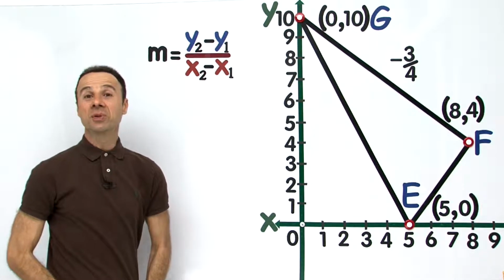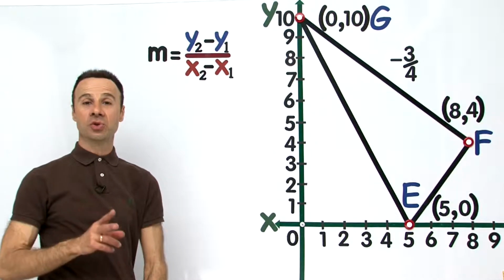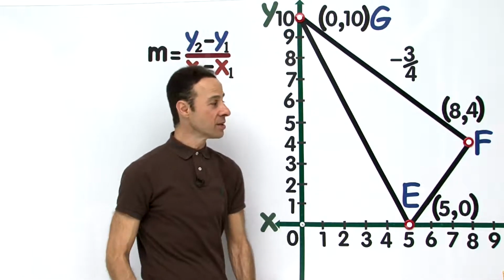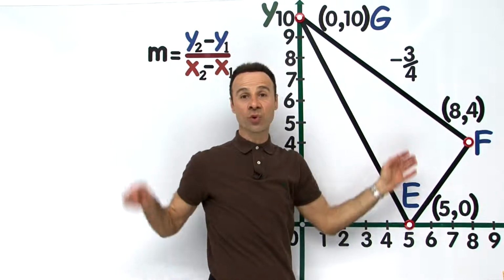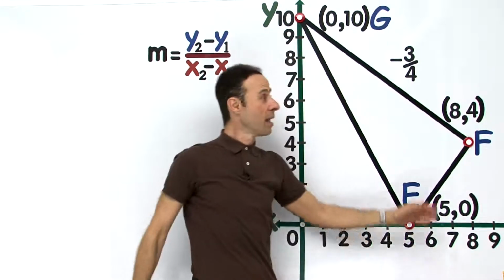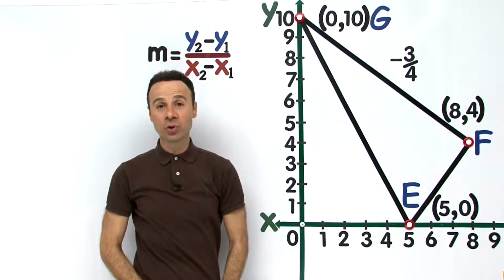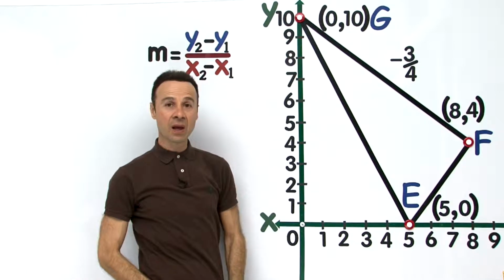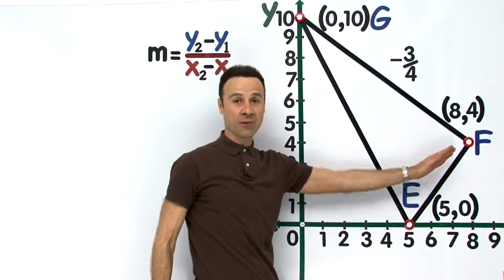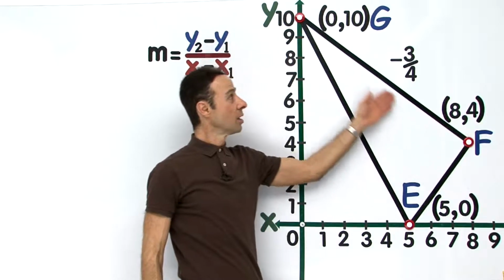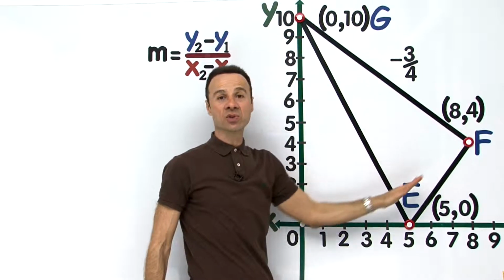Hi again and welcome to part 3 of this video challenge exercise. You may recall from part 2 what we worked out was the gradient between F and G up here, and that gradient was a negative gradient going out that way, a negative 3/4. Now what we are asked to do in this part, our objective, is to establish and prove that this line here, FE, is actually perpendicular to the line GF. So we want to prove that this is at right angles, 90 degrees here.